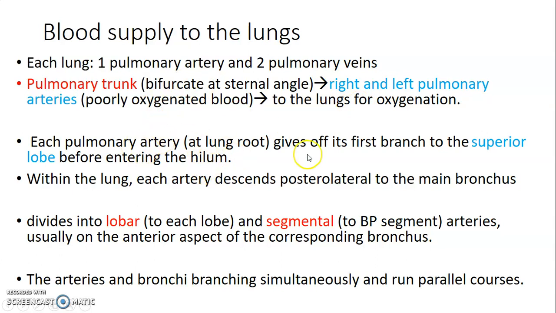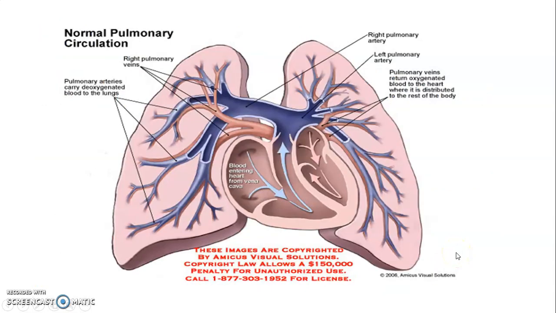Okay, so each pulmonary artery will divide and follow the division of the bronchi. From the main bronchus, they'll divide to lobar branches to segmental branches supplying the bronchopulmonary segments. So the arteries and the bronchi branch simultaneously and run a parallel course. This just shows you the branching of the pulmonary arteries.